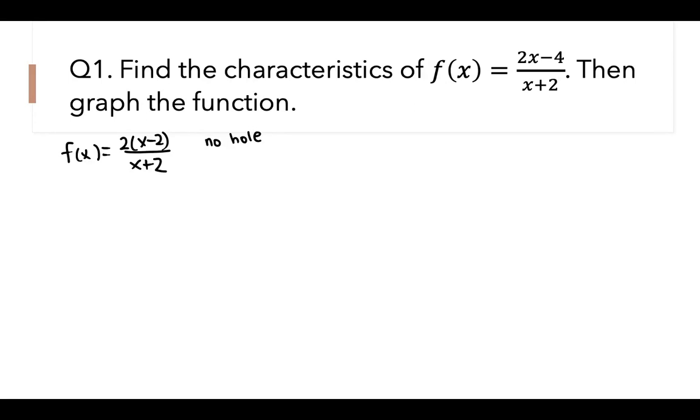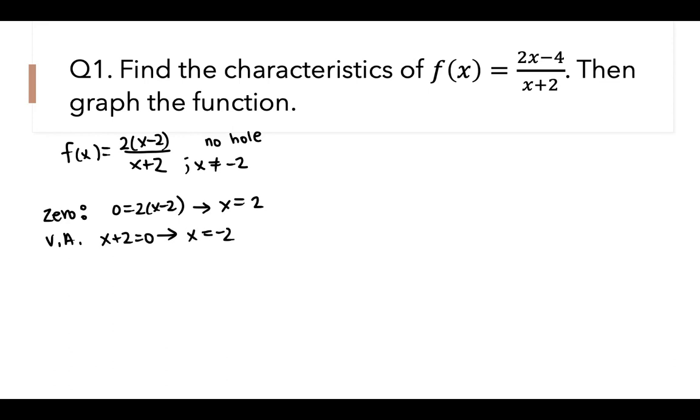For the domain, it looks like x cannot be equal to negative 2. To find the zeros, you're going to let the numerator equal 0, so 0 equals 2(x - 2), so x is 2. And for the vertical asymptote, you let the denominator equal 0, so x + 2 equals 0, so x is equal to negative 2. That's my vertical asymptote.